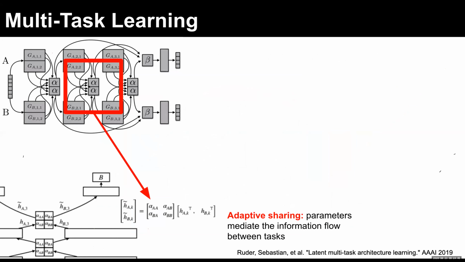Looking in a bit more detail, between the two parallel layers we have some of these alpha parameter boxes. They enable adaptive sharing. Essentially, the flow of information between tasks is mediated by the parameters alpha here. These are parameters of the model. So based on the pair of tasks at hand, the architecture decides whether we want to share these parameters, whether we want to transfer information from one task to the other or not.